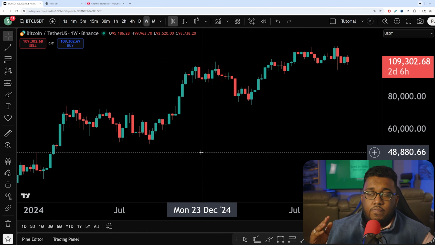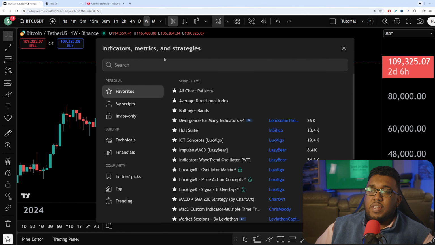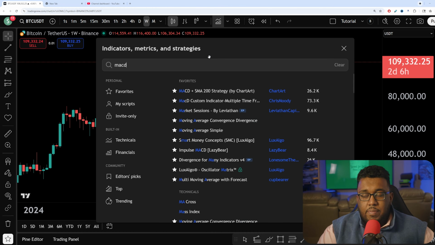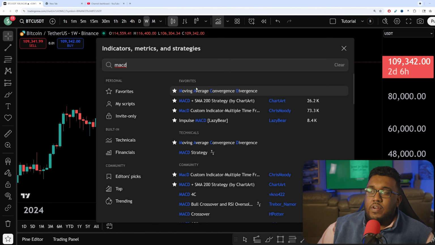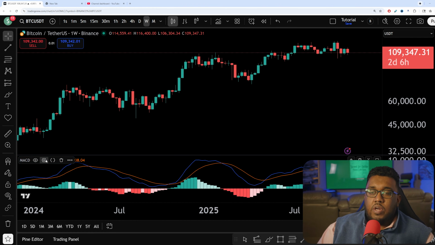So first things first, make up a new chart on TradingView, go over here to indicators, metrics, and strategies, and just type in MACD, nice and simple. I have it under favorites, but if you go into technicals, you're going to see it right there. Give it one click, and then we're going to go over here and move to settings, all right?